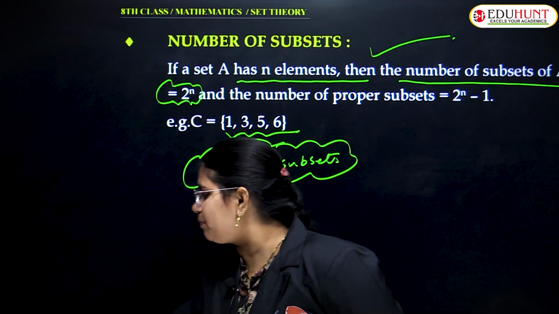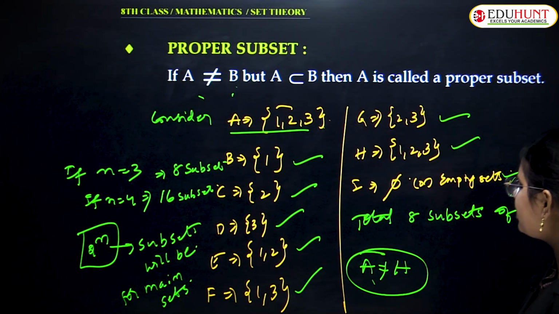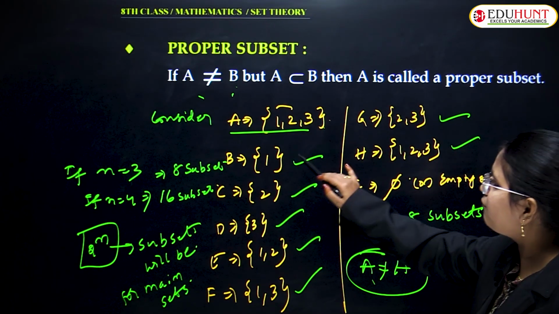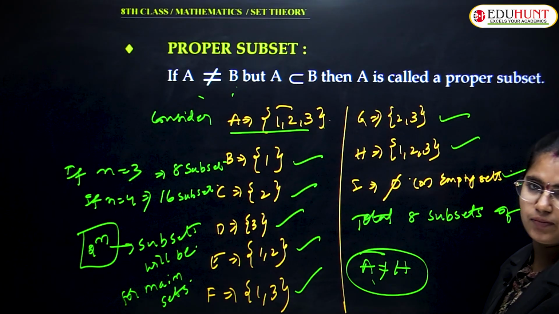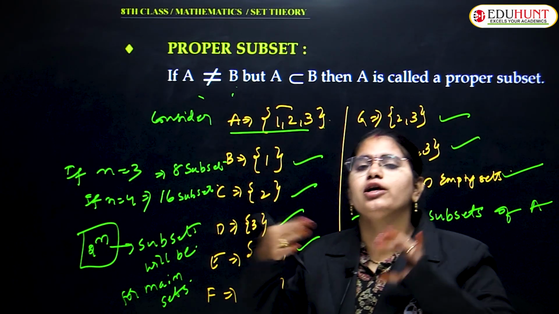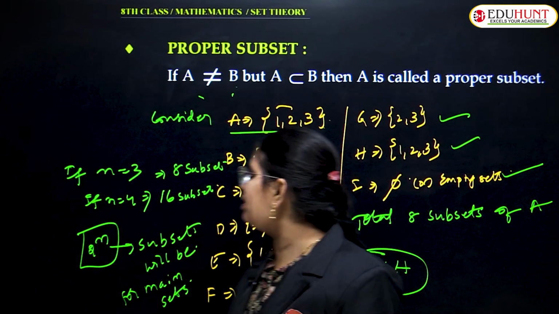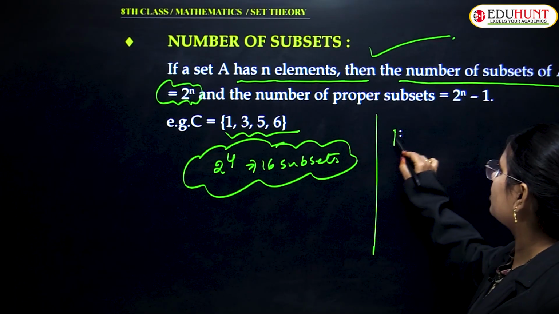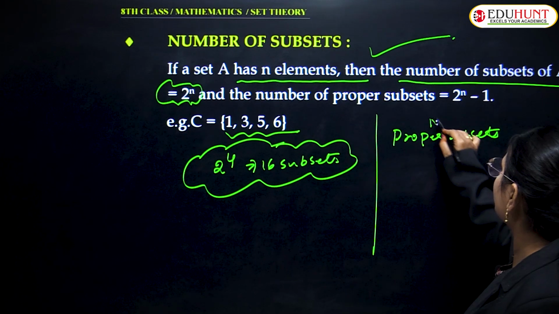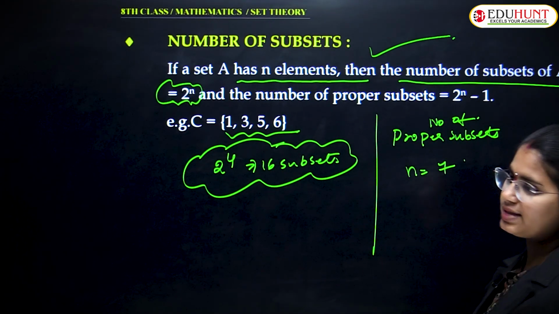If you observe the previous example, how many proper subsets are there? If H is eliminated from this, you'll have 1, 2, 3, 4, 5, 6, 7. So proper subsets were 7 because A is not equal to H over here, right? That is the definition of proper subset. So the number of proper subsets should be 7.